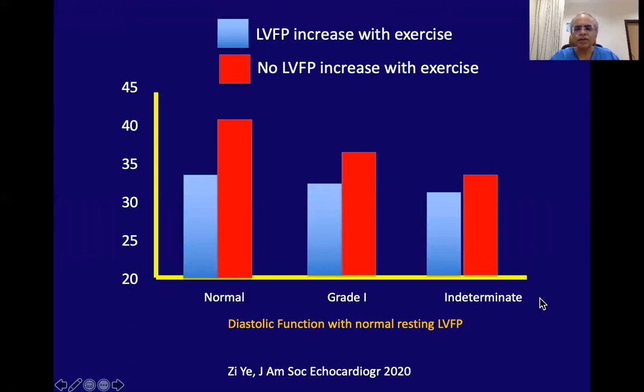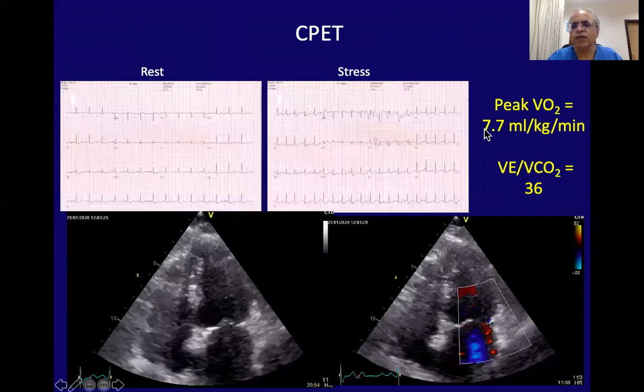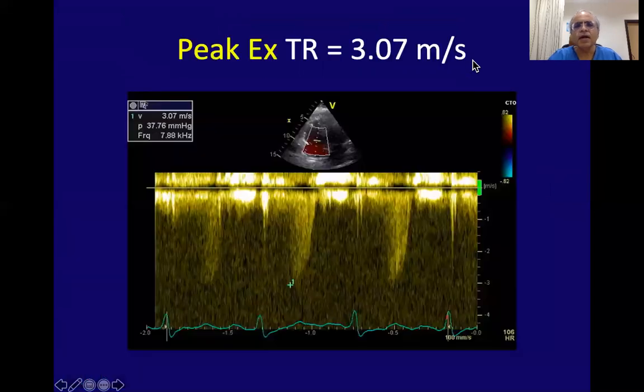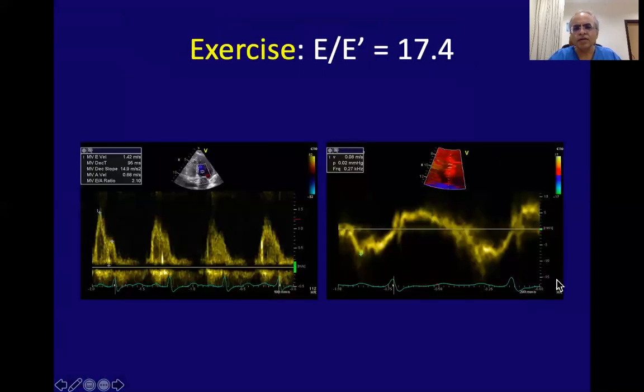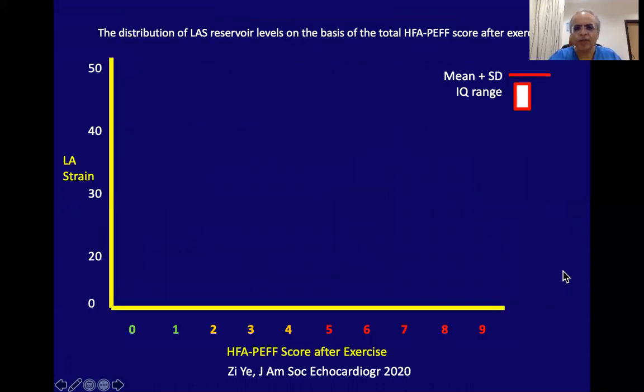So that is how the LS strain predicts the exercise-induced LV filling pressure. So we'll do our patient's stress test and we find the peak VO2 is just 7.7, VE/VCO2 is 36, and her TR velocity is 3 and her E/e' increases to 17. So definitely she has HFpEF and we get a score of 7. But we had already predicted it by looking at her LS strain.